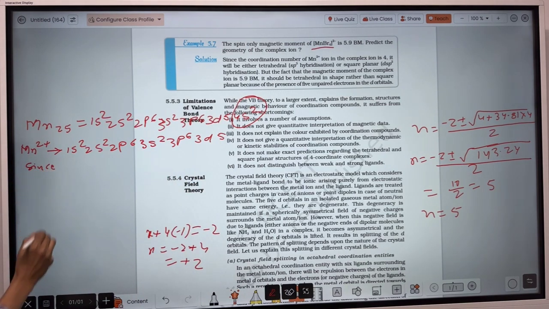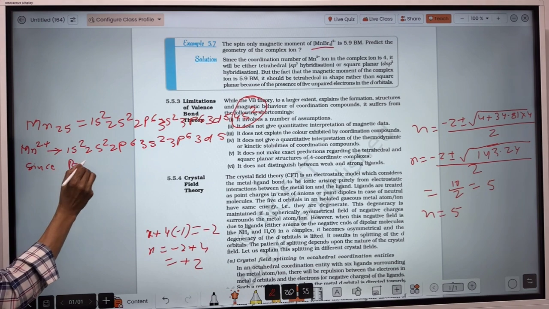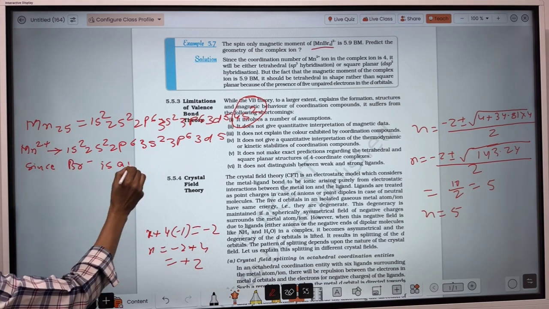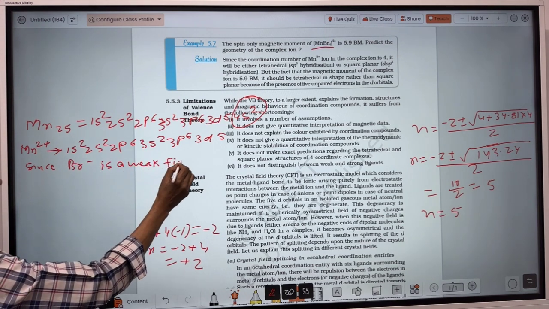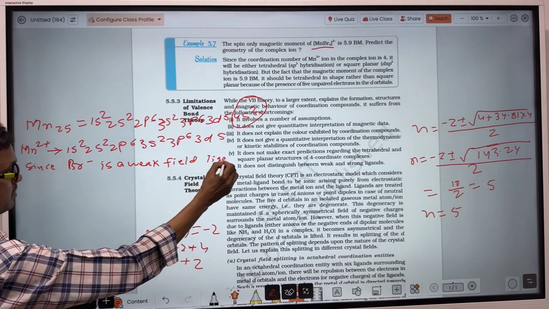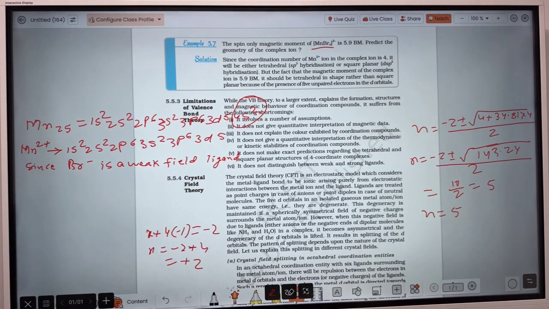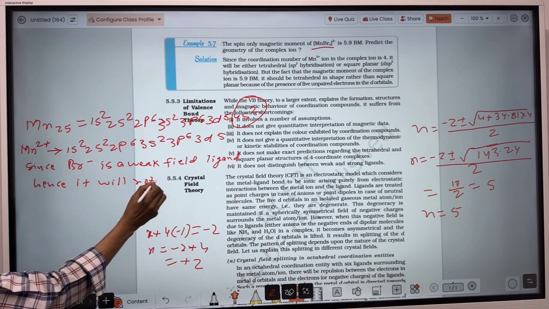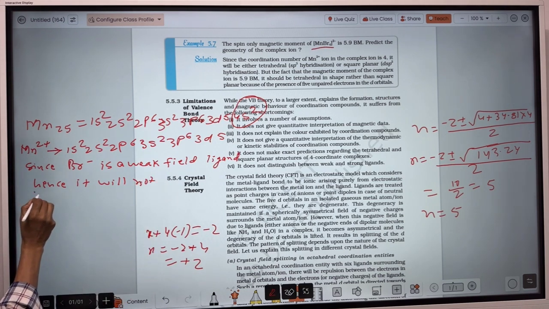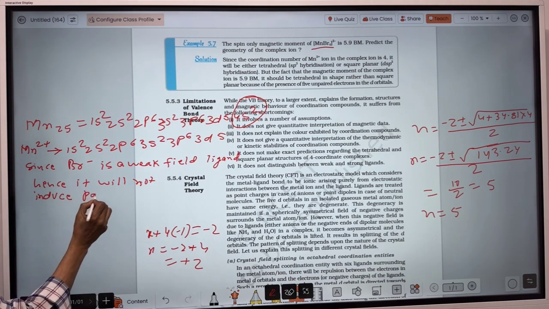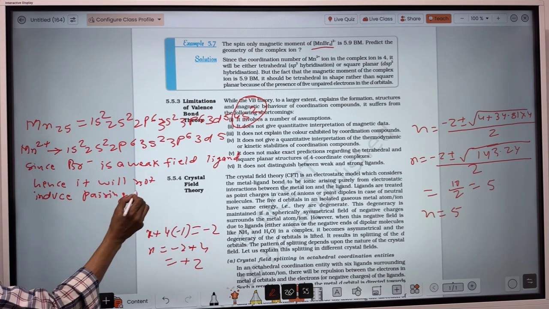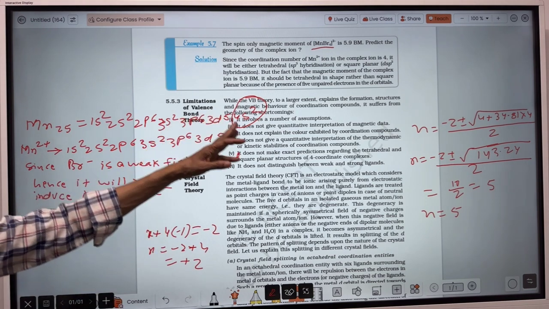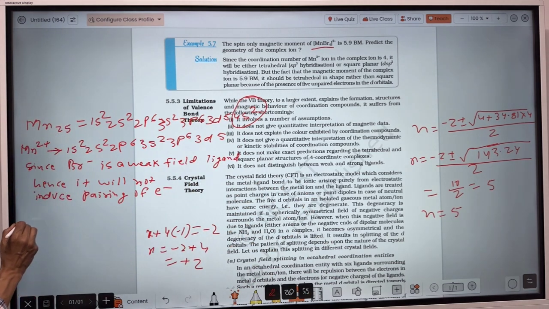Since Br minus is a weak field ligand, so it will not induce pairing of electrons. So what will happen? Here it's 3d in which there will be 5 orbitals.